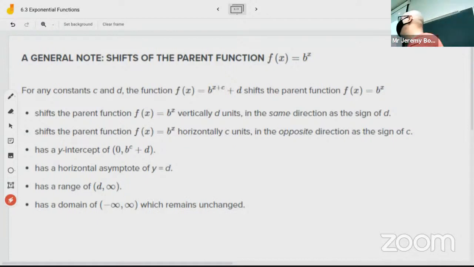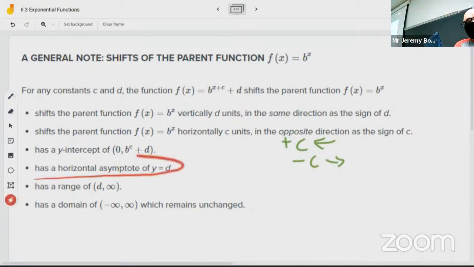So for c, if it's positive, it's going to move left, and if it's negative, it's going to move right. So if it's plus c, it's going to move left. If it's minus c, it's going to move right. Yeah, I had to think about that. It gets me every time.